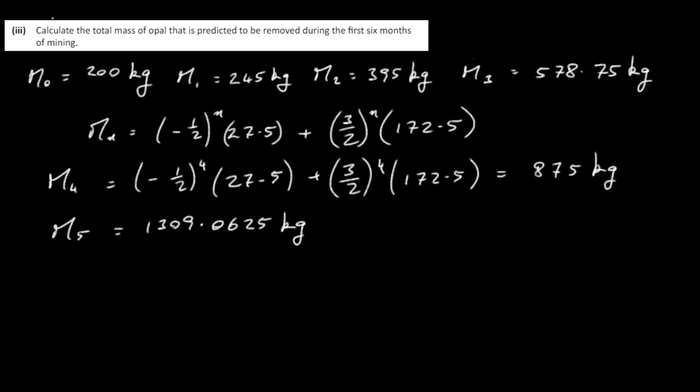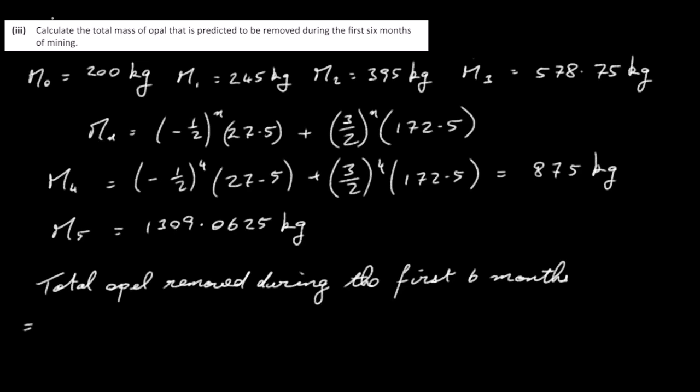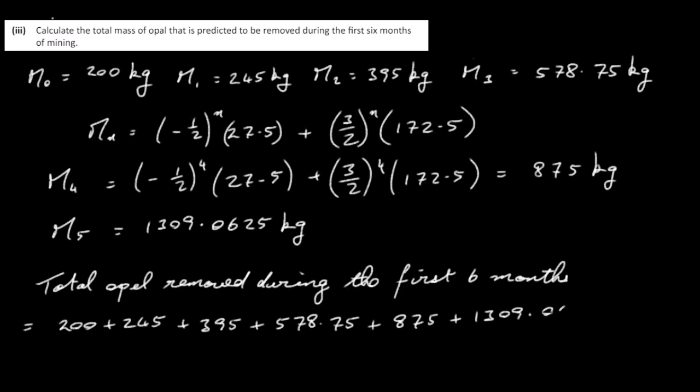So let's see, we just got to add all of these up. So the total opal removed during the first 6 months is equal to 200 plus 245 plus 395 plus 578.75 plus 875 plus 1309.0625. So when you do all of that, you should end up with 3602.8125 kilograms. And that's really it for part 3.